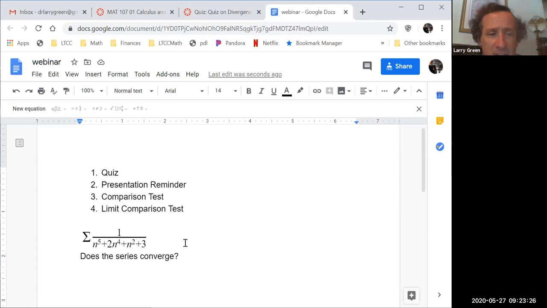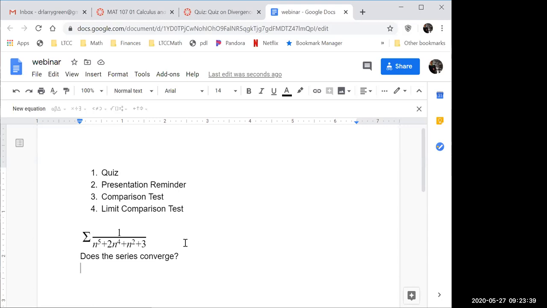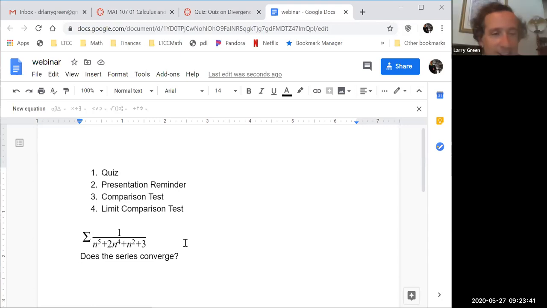Is this a geometric series? I want to say no. Definitely not. This does not look like a number to a power. Doesn't look anything like it. I hope you all agree with that, right? That was not a trick question. It was an easy question. This is not anything close to a geometric series.